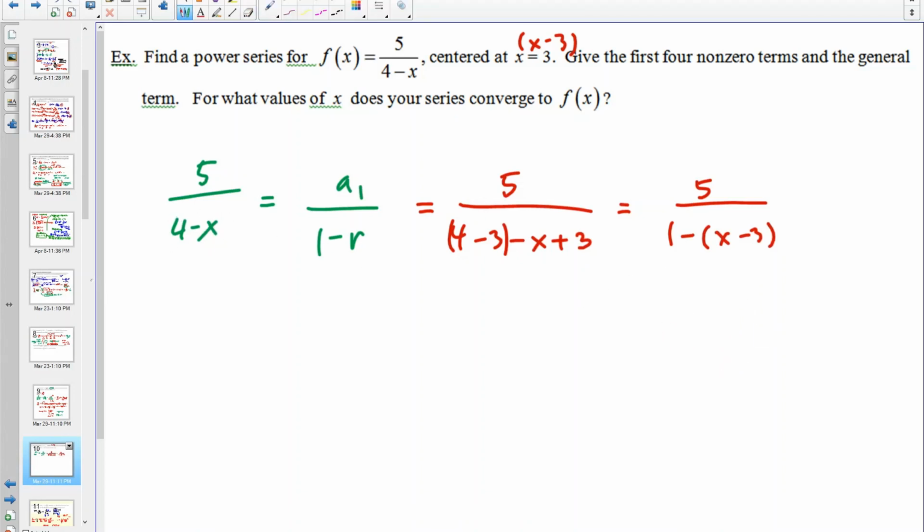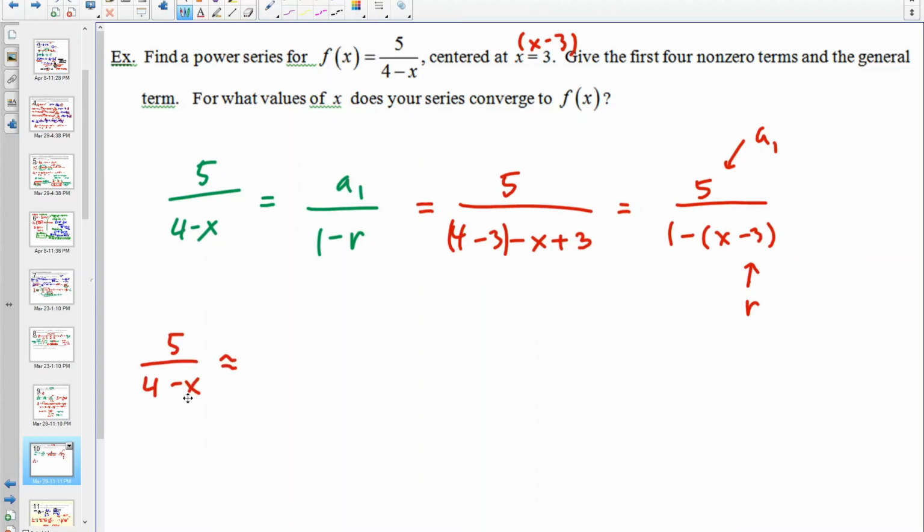So I have rewritten this so that I actually do have a center at 3, and it looks a lot like a1 over 1 minus r. I have a 1 minus here and a center at 3. That's exactly what I want. So that gives me a1 here, and that gives me my r right here. Okay, so let me write my series.